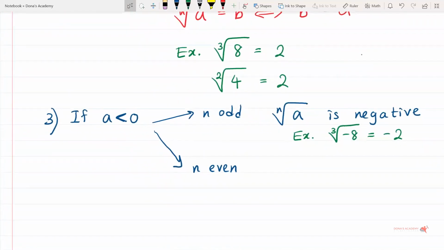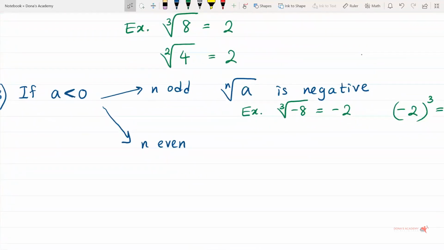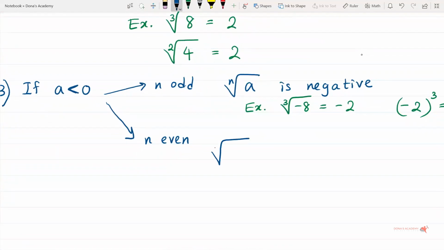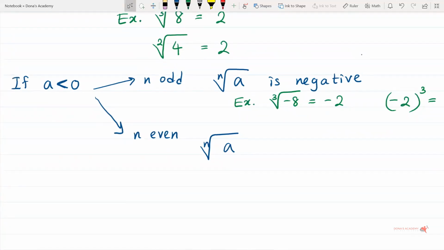Next, the even case. In this case, this thing is not a real number, right? In this case, we consider complex numbers. In future, I will do a video on that. Okay, so examples now.